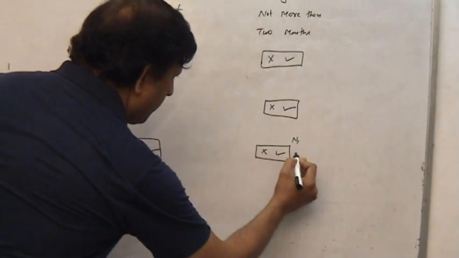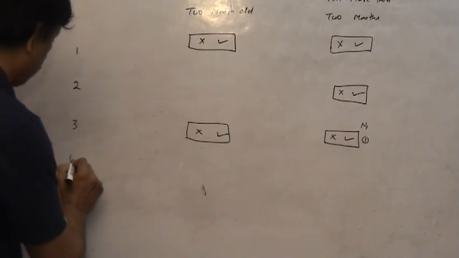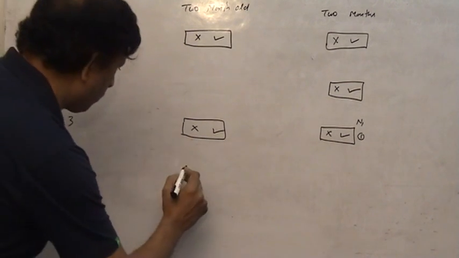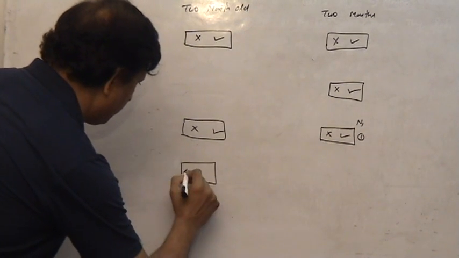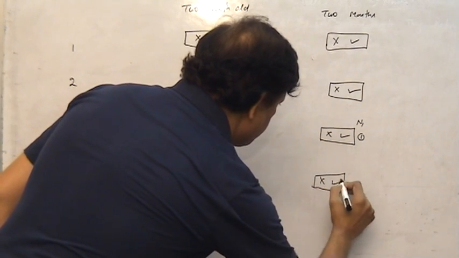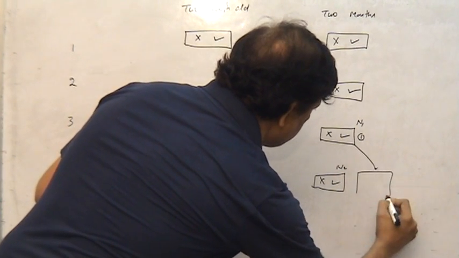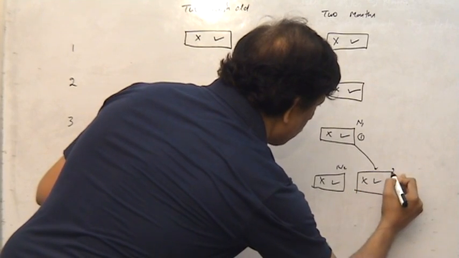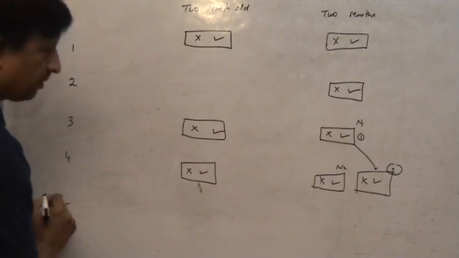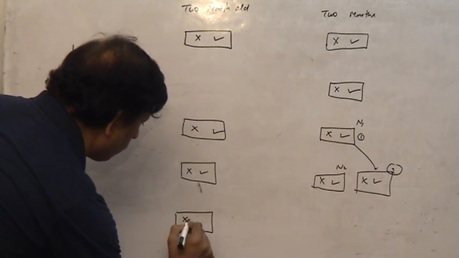Now it is 1 month old, it is a new pair. Then in the 4th month, what we see, this old pair will produce again one pair. That is, say, N2, and one pair is 2 months old. We see in the 5th month, it is the oldest pair.